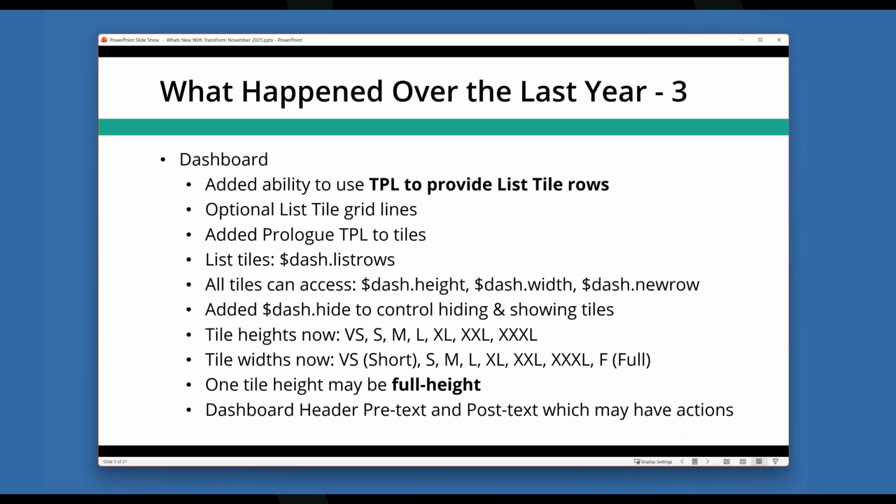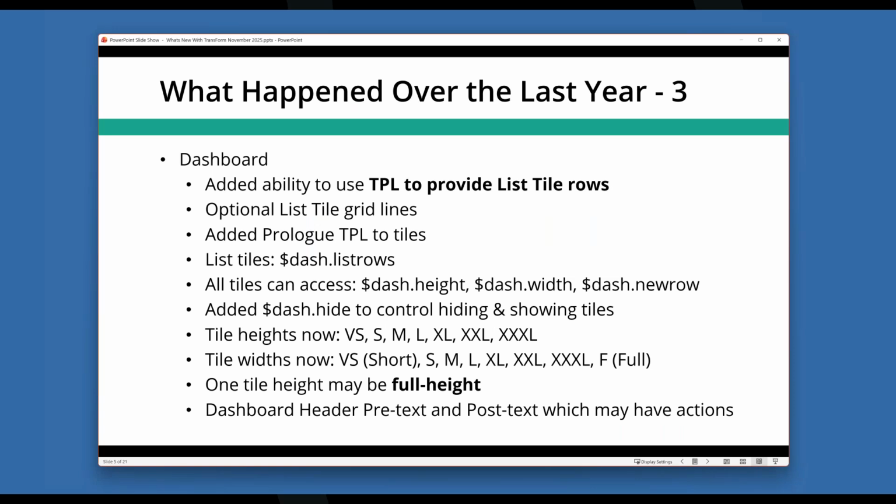We now have more tile heights: very small, small, medium, large, extra large, extra extra large, and extra extra extra large. And the widths can now be very short, small, medium, large, extra large, extra extra extra extra, and full width, which is something that we added last year, the ability to be full width.